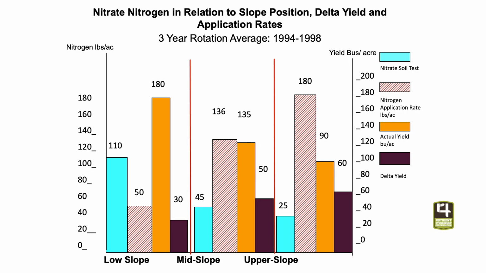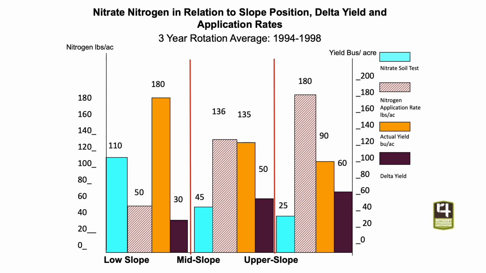So let me quickly summarize the field by slope position. If we look at the first 4 bars under the low slope, the first 110 pounds is the nitrate soil test from the first week of June. That's what we found in the soil. The 50 pounds was the recommended rate. 180 was the yield. The response to nitrogen was only 30 bushels. If we look at the mid-slope position, where the nitrate soil test found 45 pounds of N, the recommendation was 136, the yield was 135, and the delta yield, or response to that nitrogen rate, was 50 bushels over the zero N.